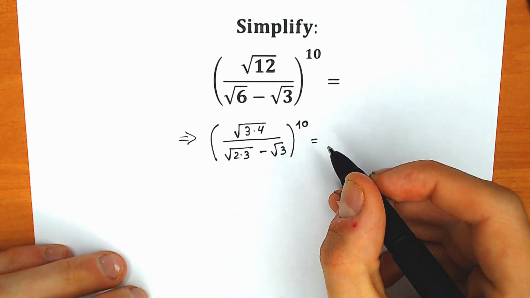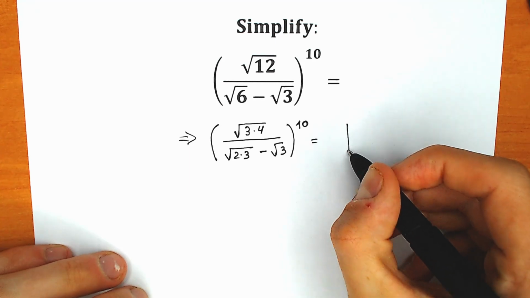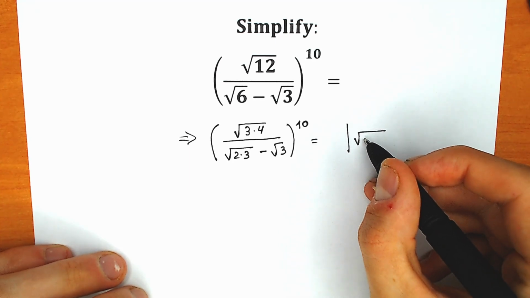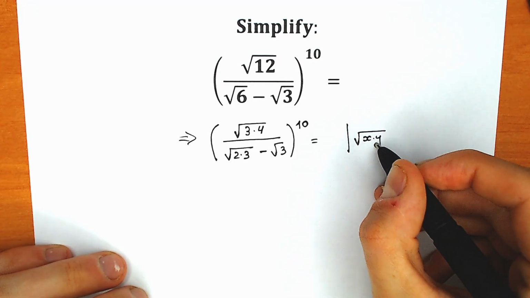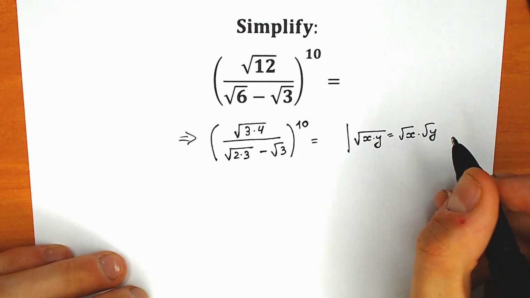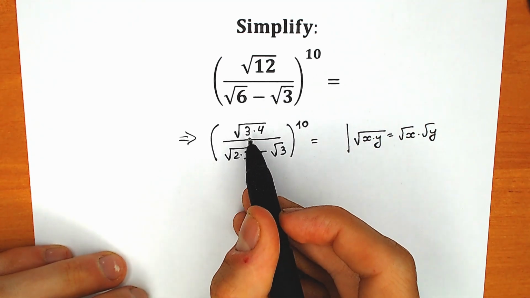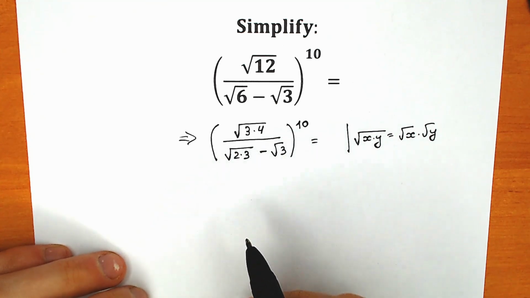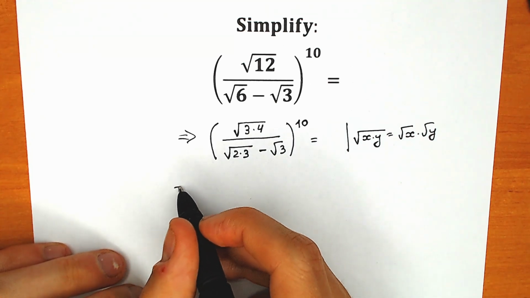Right now we need to remember a really interesting property. Whenever we have an expression that looks like square root of x times y, we can easily split it as square root of x times square root of y. So right now let's split our numerator as square root of 3 times square root of 4, and right here square root of 2 times square root of 3.